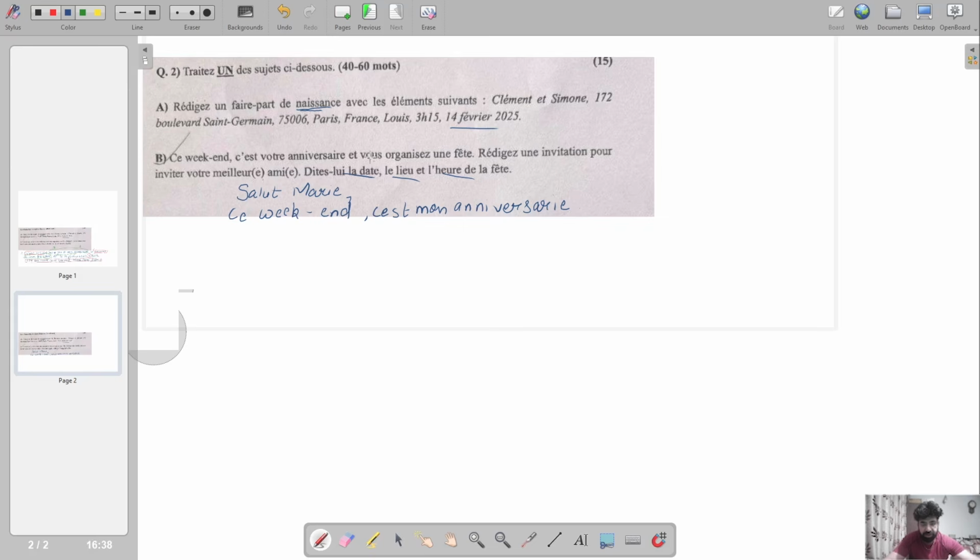And then further the question says you're organizing a fete. So I'll say, for "you," because I'm writing for myself, I'll say "J'organise une fête." Okay, so I am organizing a fete. Now I'll just have to mention the date part and the time.